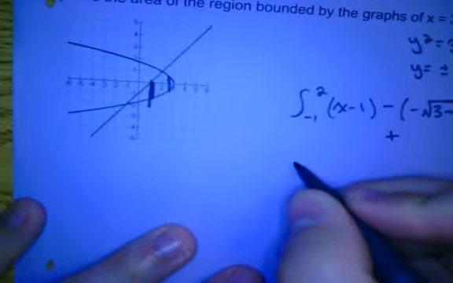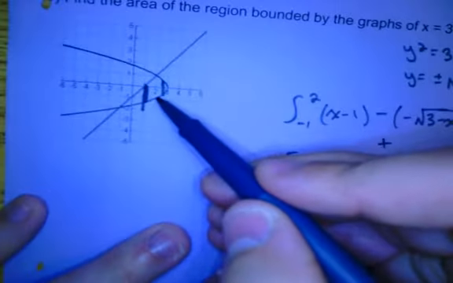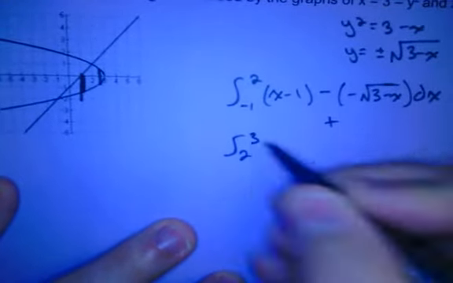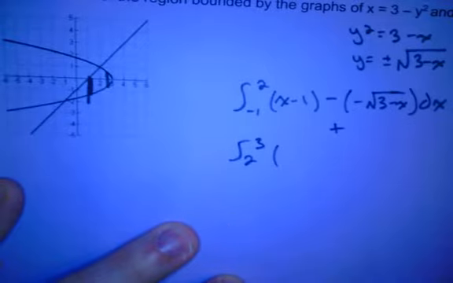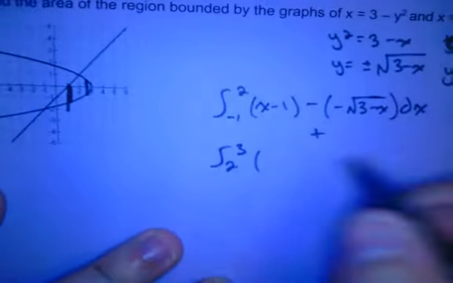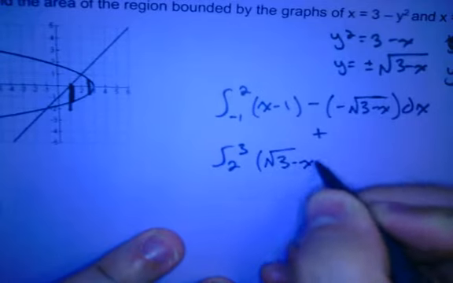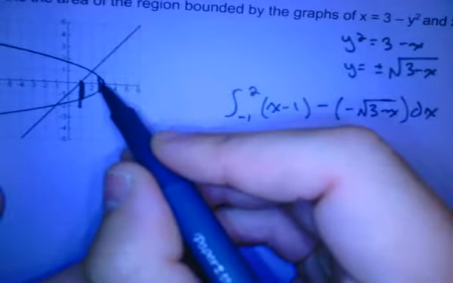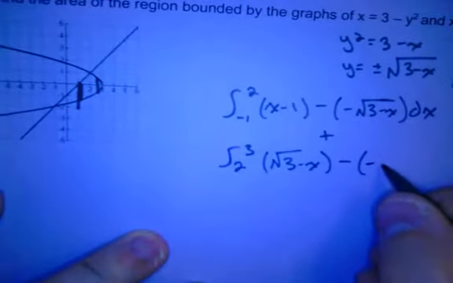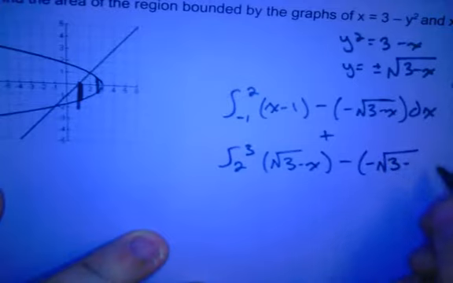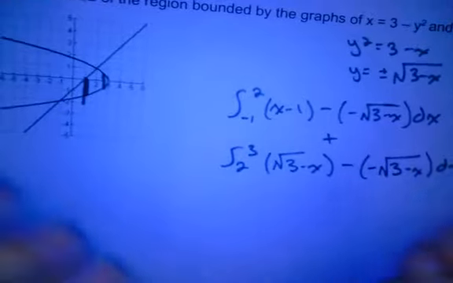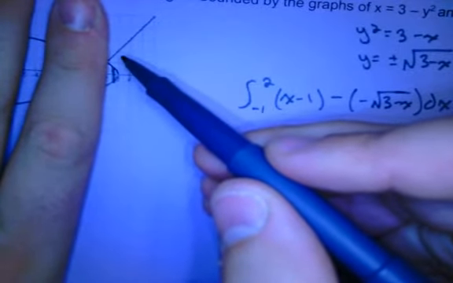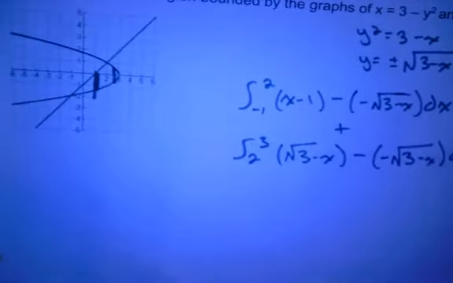Plus, I would need to add this next little part. What's the bound for this next part? 2 to 3. What's the top bound? The positive of these, so it's going to be root 3 minus x minus, what's the lower bound for this one? The negative. In this little part right here, if I'm covering it up, the line's not involved. It's the top part of the quadratic, bottom part of the quadratic.